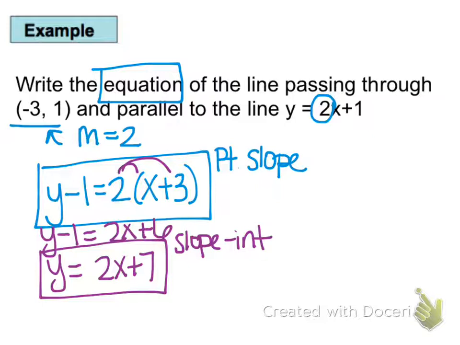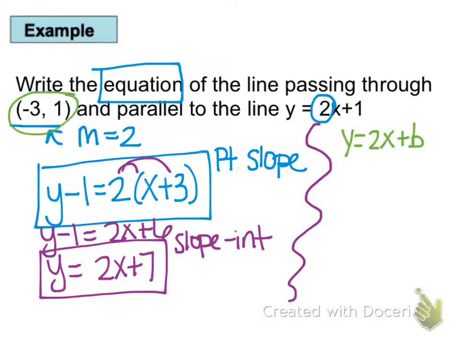Now, one other way that you could solve this question would be to start with your equation instead in slope-intercept form. So you could say, you know what, let's take y equals mx plus b, and let's plug in the 2 because I know that's going to be my m. So 2x plus b. And try to figure out what the b value is going to be. Well, since we know there's a point, I could plug that in for y and x, and I could solve this way.